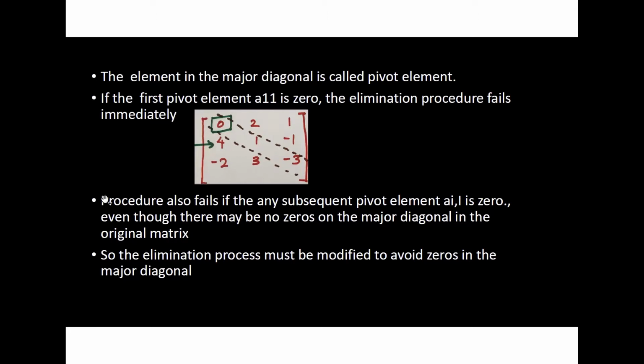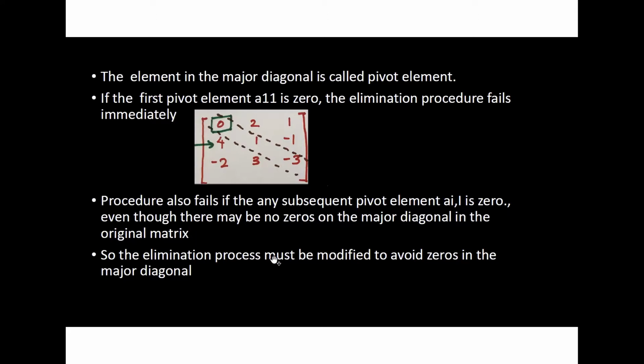So this sentence, you can also read: the procedure also fails if any subsequent pivot element Aii is 0. That means, what I am discussing, Aii means A11, A22, or A33. These are the members in the main diagonal, the major diagonal, where the pivot element, of course the last one, A33, we don't use actually, but it should be non-zero, then only you can get this solution, and then you can do the back substitution and all.